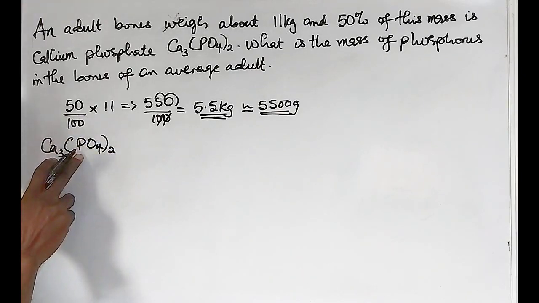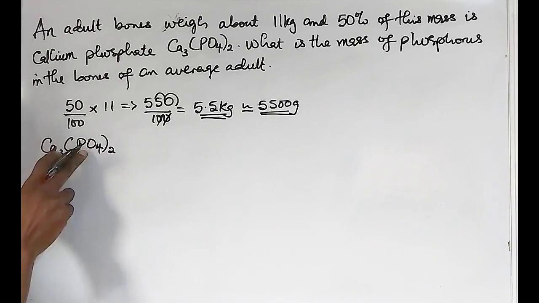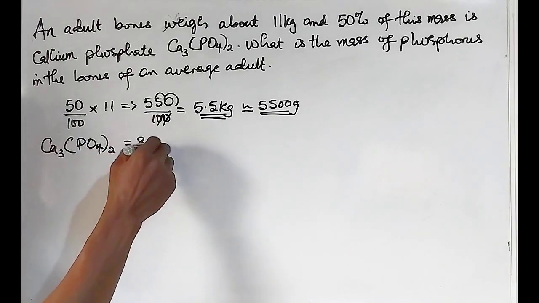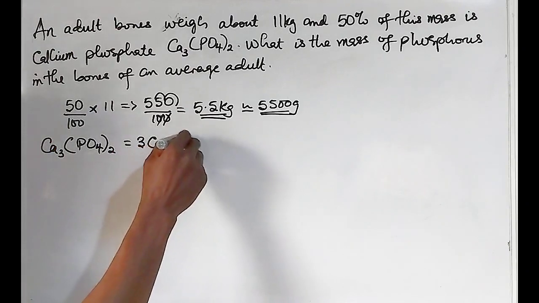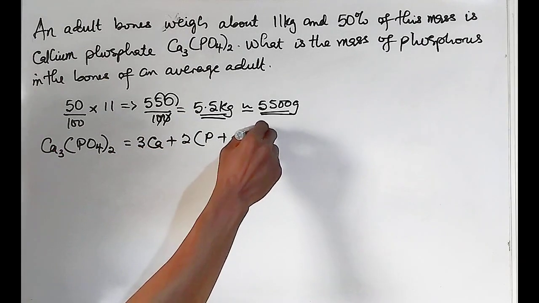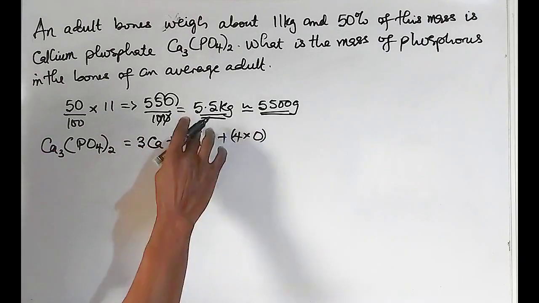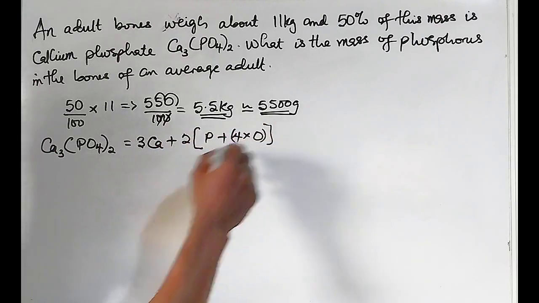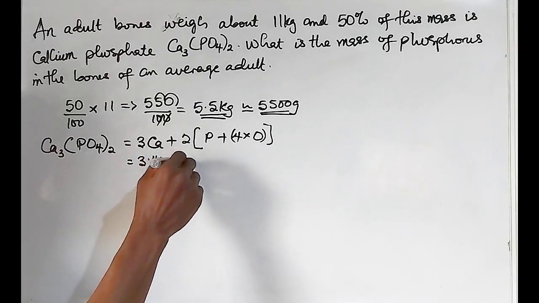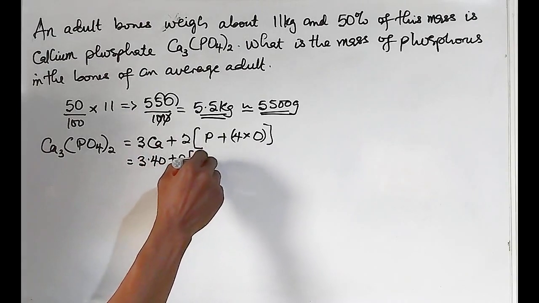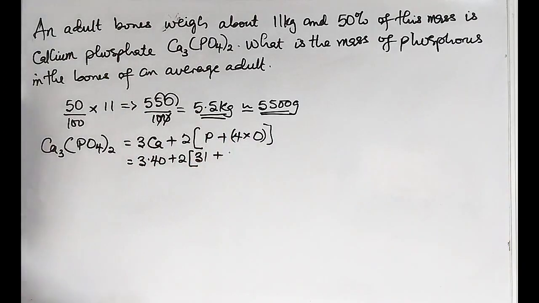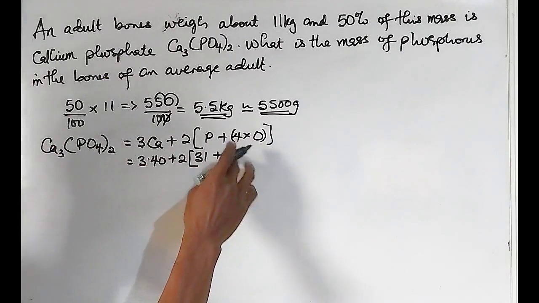Now in this case here, phosphorus also is having 2, and oxygen here will be having 8, because 4 times 2. So here we have 3 calcium plus then 2 into phosphorus plus 4 times oxygen. Let me use a square bracket. So, calcium is 40, that will be 3 times 40, then plus 2 times phosphorus, which is 31, then plus 4 times 16.